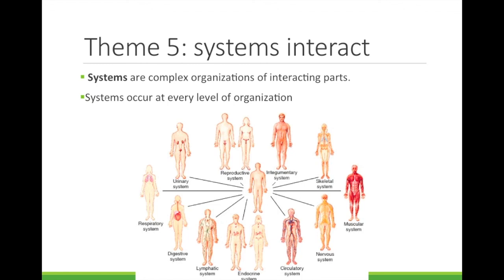Theme 5. Systems interact. Anything with multiple interacting components is considered a system. This can be on the molecular level or as large as an ecosystem. Your body is a system. You have many subsystems that all work together to keep your body working. The heart and lungs have to work together to bring oxygen to your muscles and get rid of carbon dioxide, a waste product of the muscles. If any of these parts of the system fails, it affects the rest of the system.